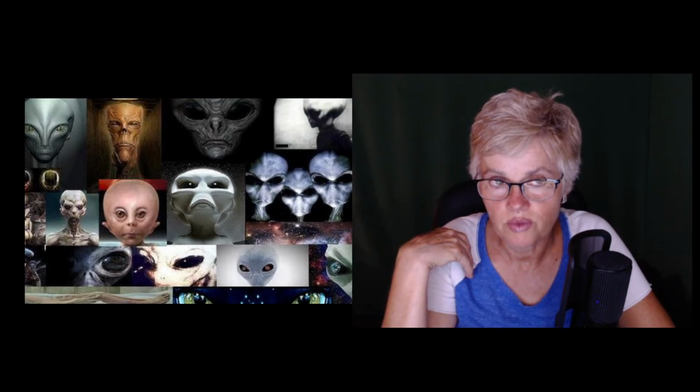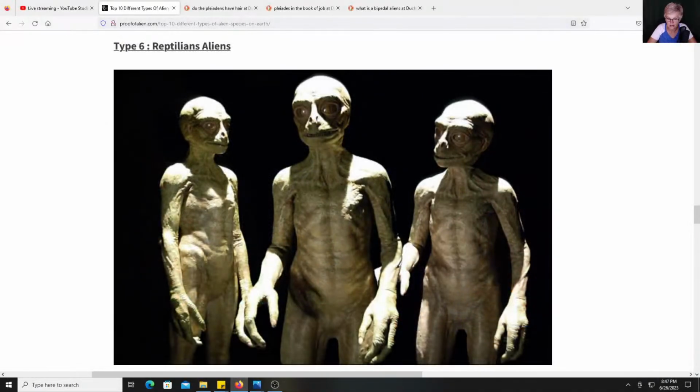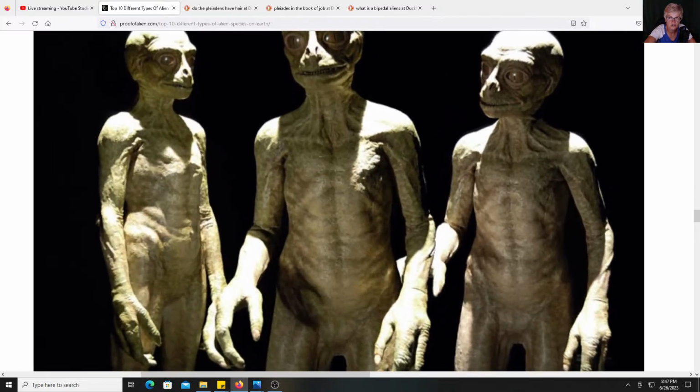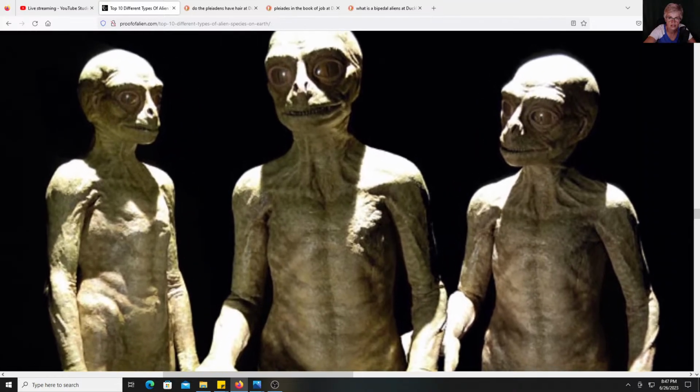And now we're on the reptilians. But I don't think they look like this. I think they might look a little bit more sinister than this right here. You all look at this. The reptilian aliens. Now they got fingers and they look like they got some thumbs, but I don't know how many fingers they got. Do you think that they all look like that?